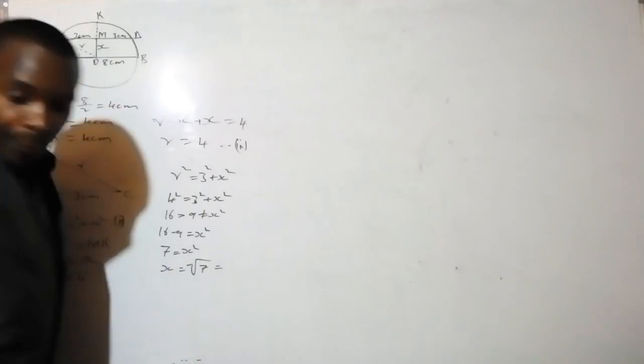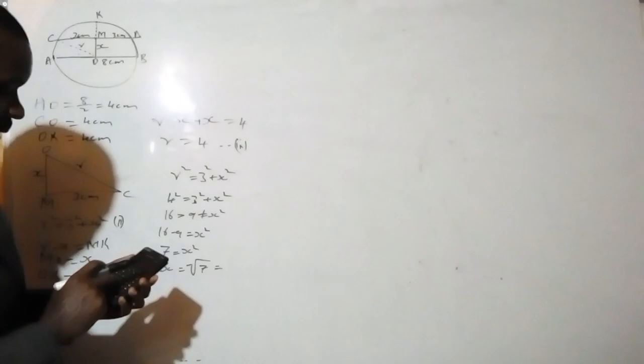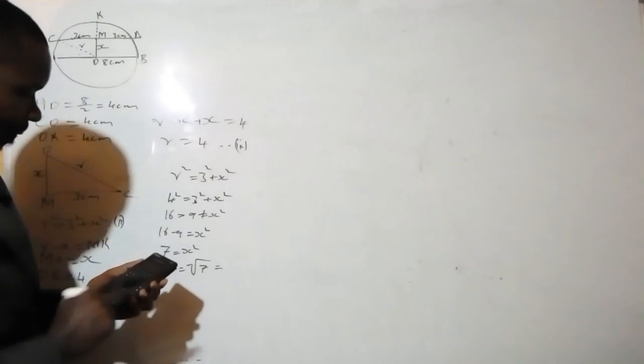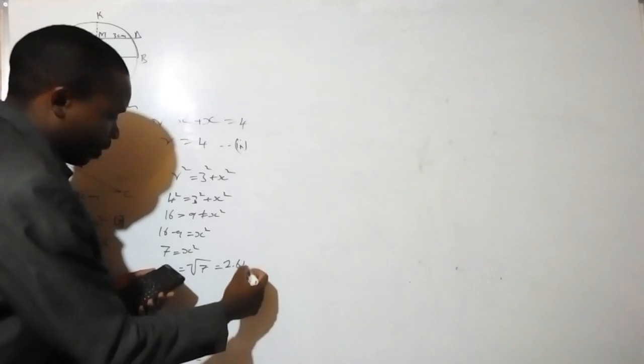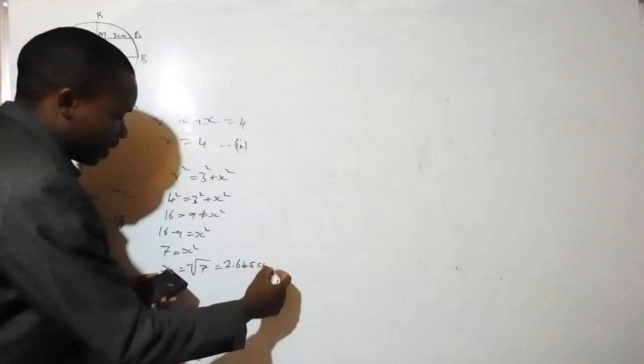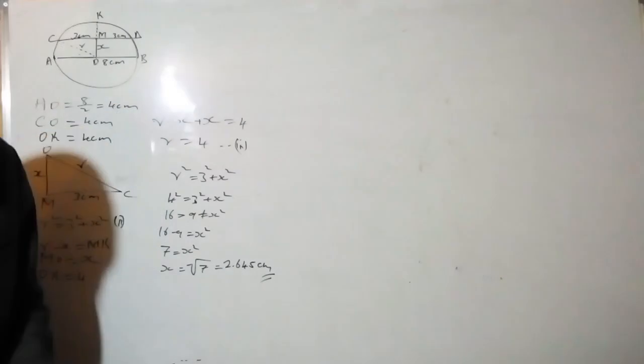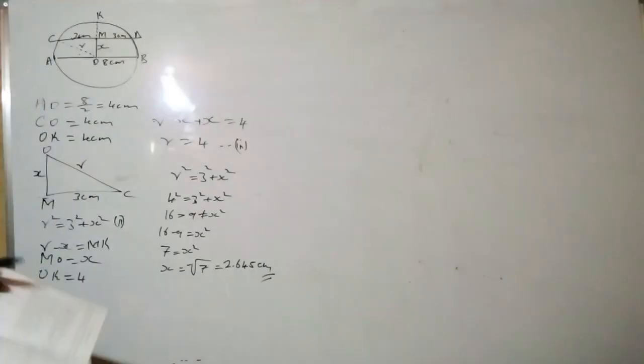The square root of 7 is supposed to be 2.645 centimeters, and that is the correct answer. That's how you're supposed to do that question.